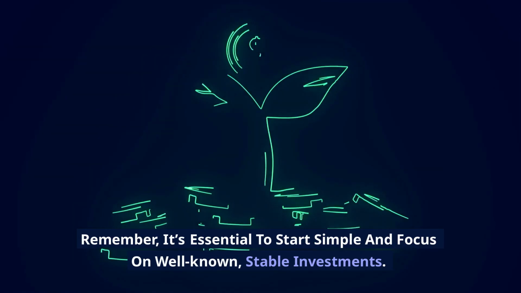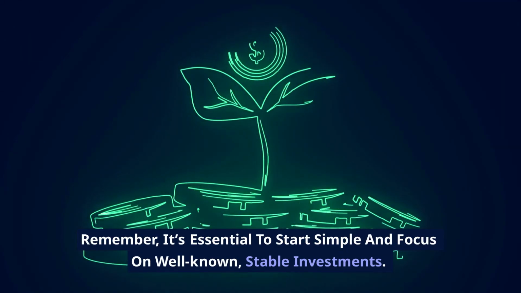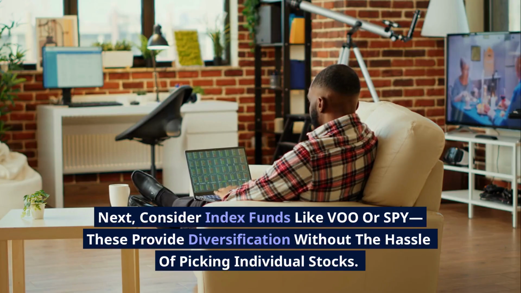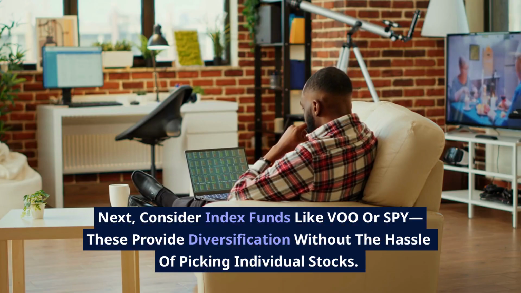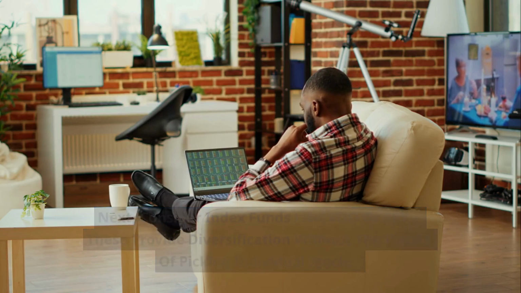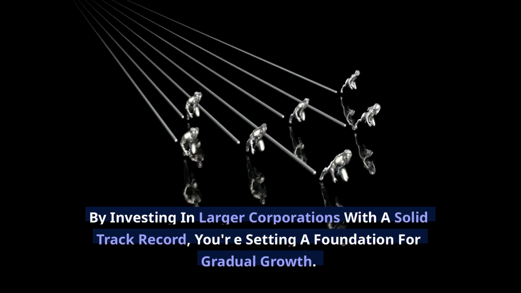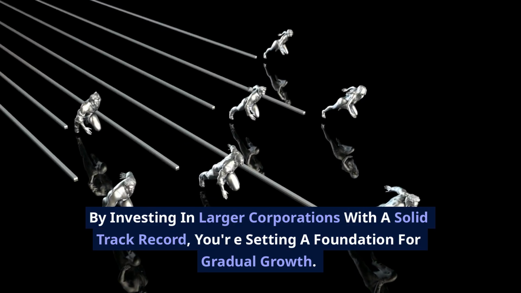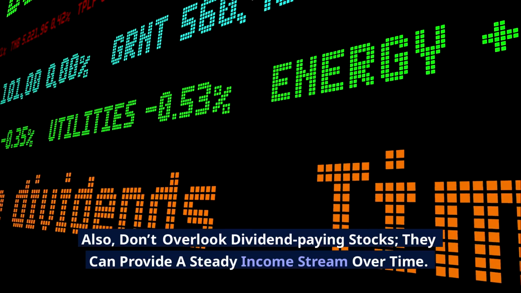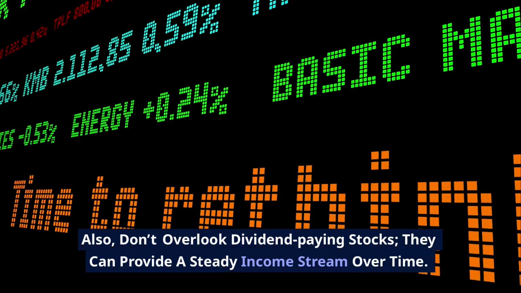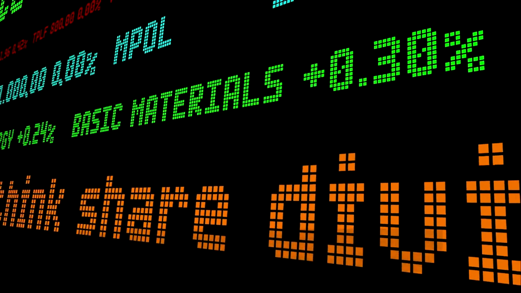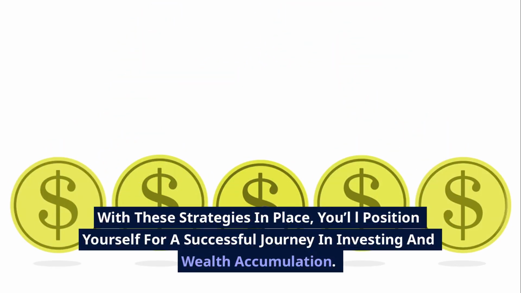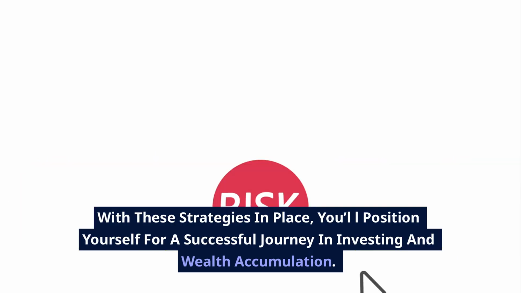Remember, it's essential to start simple and focus on well-known, stable investments. Next, consider index funds like VOO or SPY. These provide diversification without the hassle of picking individual stocks. By investing in larger corporations with a solid track record, you're setting a foundation for gradual growth. Also, don't overlook dividend-paying stocks. They can provide a steady income stream over time. With these strategies in place, you'll position yourself for a successful journey in investing and wealth accumulation.